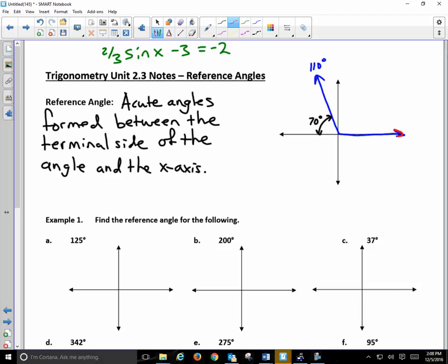Suppose that I have an angle right here that measures 340 degrees. Then its reference angle is going to sit right here. It's the acute angle formed between the terminal side and the x-axis. What would you say is the measure of that angle? 20.